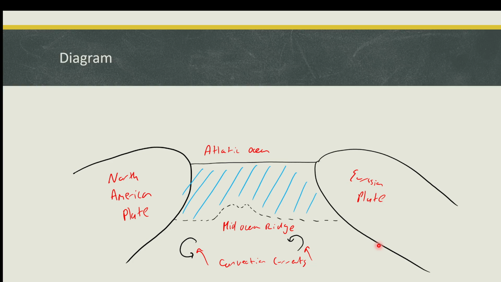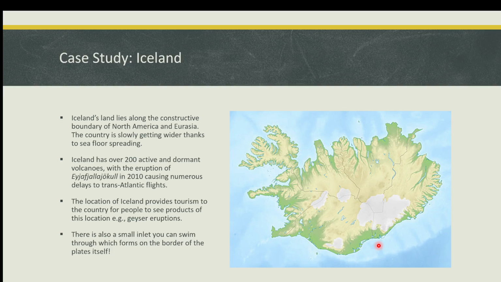Now, as I said, the case study we're going to be doing, which is a common enough thing to see in geography, you can talk about a case study, is actually Iceland. So this is a map of Iceland. It actually lies along the constructive boundary of both the North American and Eurasian plates. And the country is actually getting wider thanks to the process of seafloor spreading, considering that the boundary runs a bit like where the laser pointer is going now. It runs very much through the country. It has over 200 active and dormant volcanoes. We'll get onto what they mean in the volcanoes chapter.